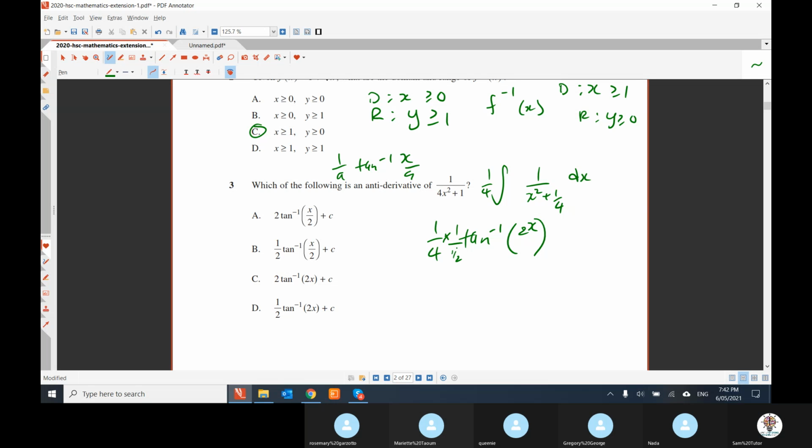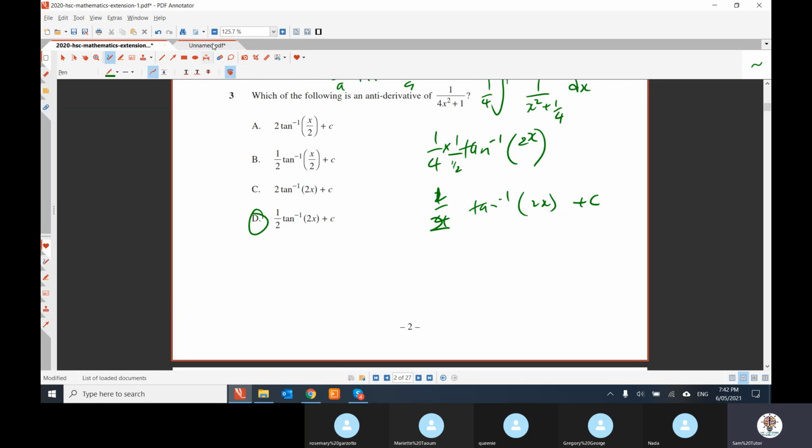So D. Yeah, D. 2 over 4 is half, and then inverse tan of 2x plus C. So that's 1 over 2 inverse tan 2x. All good? Question 4, that's 1 mark.